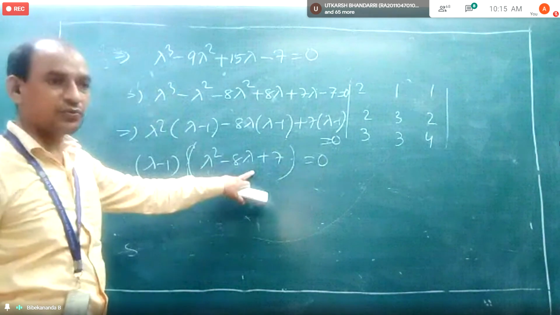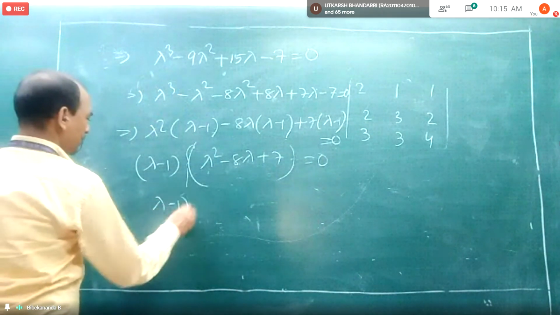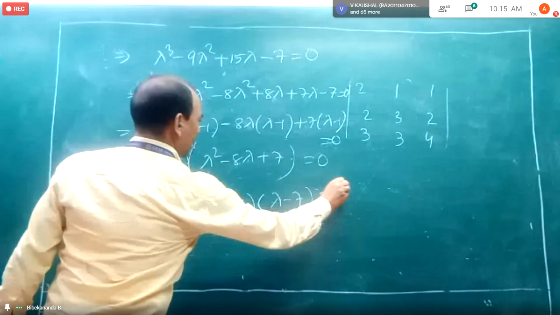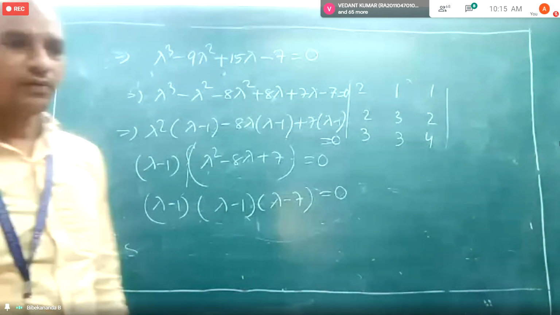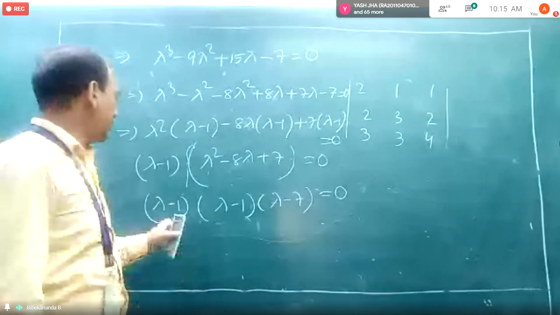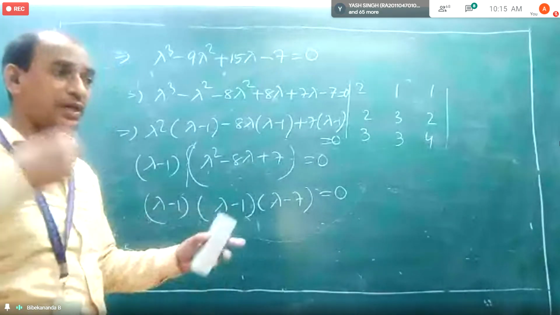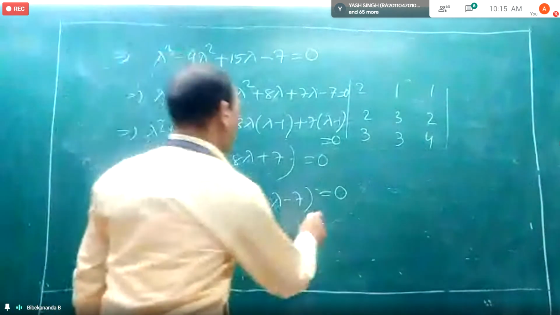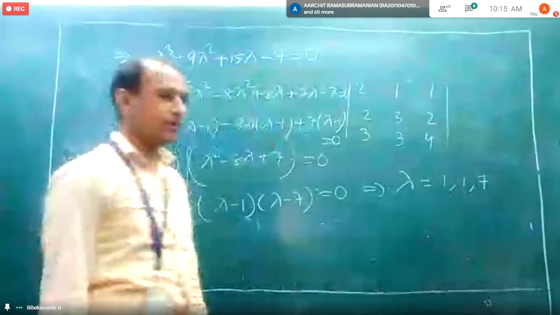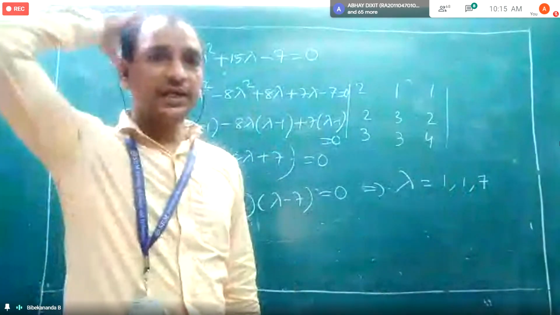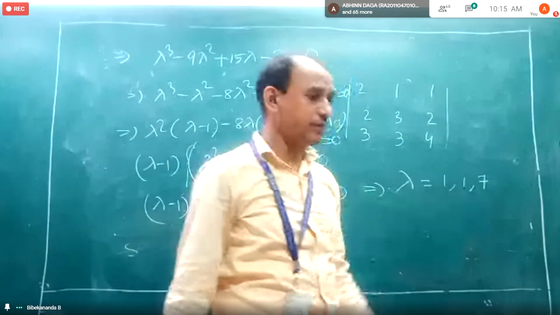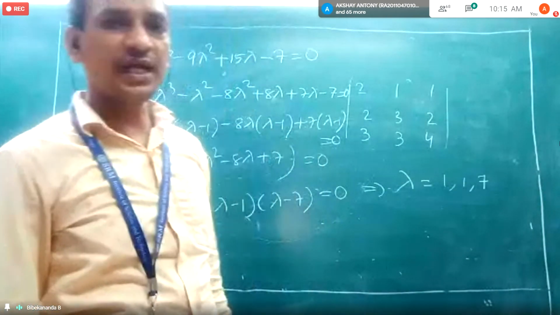Now again you factorize this one, what you will get? Lambda minus 1 and lambda minus 7 equal to 0. Now you see here, lambda minus 1 and lambda minus 1 are repeating twice. And so from here what will be the lambda? 1, 1 and 7. These are the eigenvalues. Now there are two eigenvalues which are same, repeated.